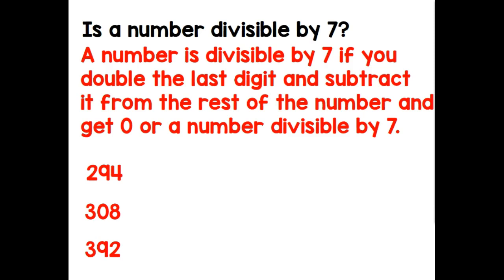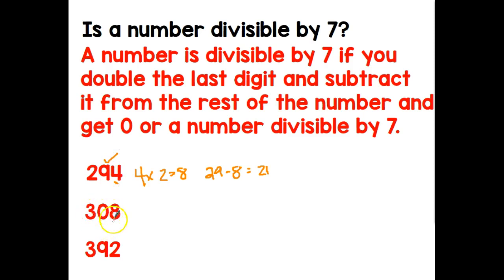Here's 294. Okay, what's the last digit? Okay, well the last digit is 4, so I need to double that. 4 times 2 is 8. Okay, so there's my doubled last digit. Now I need to subtract it from the rest of the number. Well, the rest of the number is 29. So 29, take away 8, equals 21. Is 21 divisible by 7? Yes, it is. So that means I can divide 294 by 7. So yep, it divides by 7.